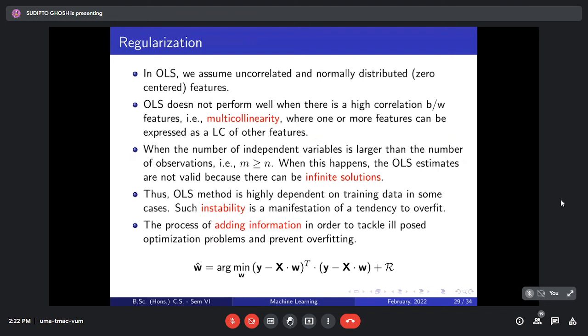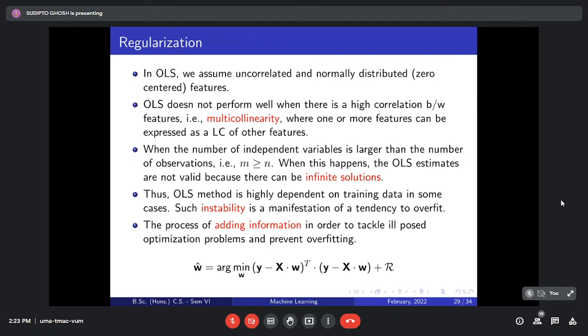The next thing is that if the number of features is greater than the number of observations, you cannot come up with m equations to solve the m variables. So when it happens, there is a case of infinite solutions. Even if you have learned this from a mathematics class itself, when you have a system of equations and you don't have the required number of equations to solve for all of these unknowns, you will come up with infinite solutions too. The OLS suffers from that also. So that means it is highly dependent on training data and is unstable in some cases.